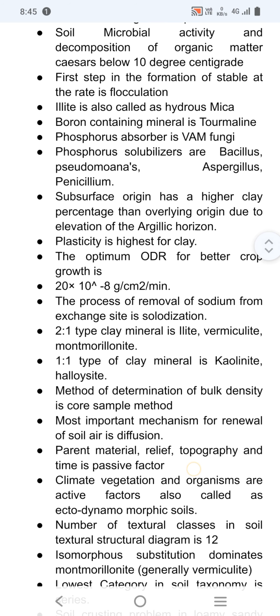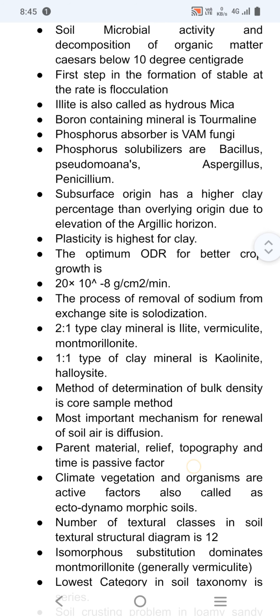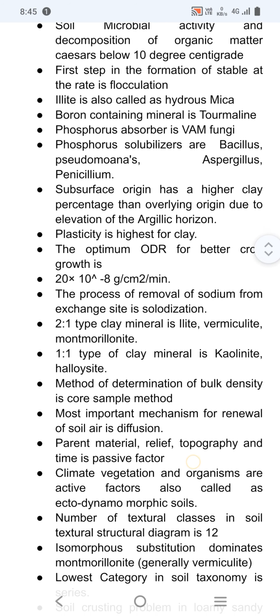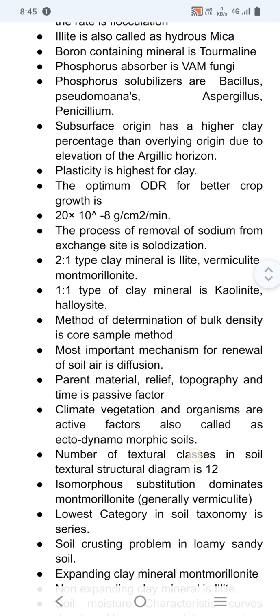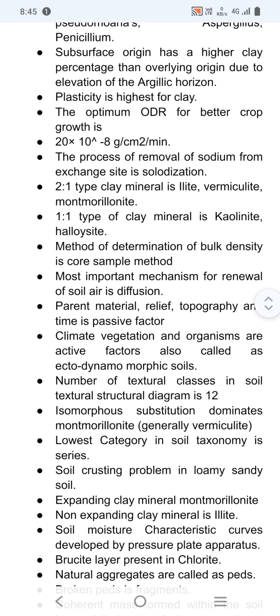Subsurface horizon has a higher clay percentage than the overlying horizon due to the evolution of the argillic horizon. Plasticity is highest for clay. Optimum ODR for better crop growth is 20 into 10 to the power of minus 8 grams per centimeter square per minute. The process of removal of sodium from the exchange site is solodization. 2:1 type clay minerals are illite, vermiculite, montmorillonite. 1:1 type clay minerals are kaolinite, halloysite.